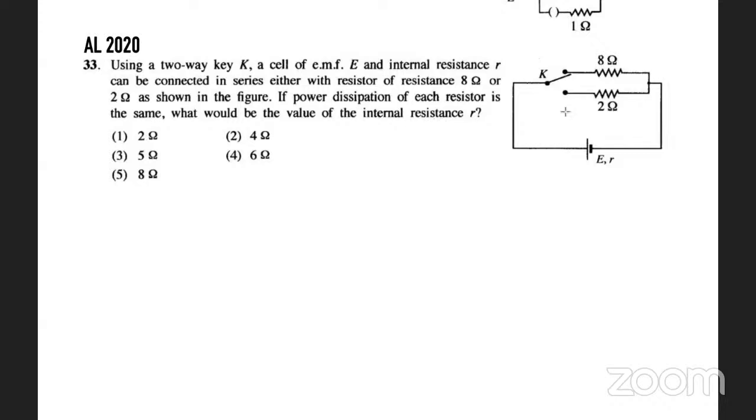Now we have done power dissipation in resistors. What is it? I squared R. That is the only equation. I'll just add it as additional information. Power dissipation in a resistor is given by I squared R. I is the current through the resistor, R is the resistance itself.